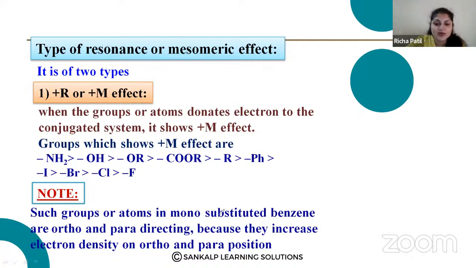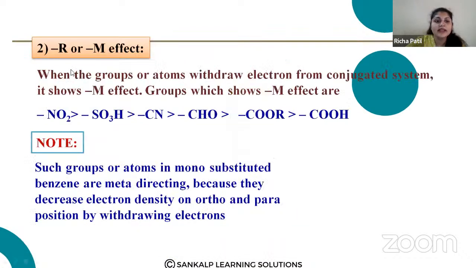Whenever you have a mono-substituted benzene, it will show para or ortho substituted products. Next is the minus R or minus M effect. When groups or atoms withdraw electrons from a conjugated system, they show the minus M effect. So these are the groups, in their decreasing order, which show the minus M effect and withdraw electrons.